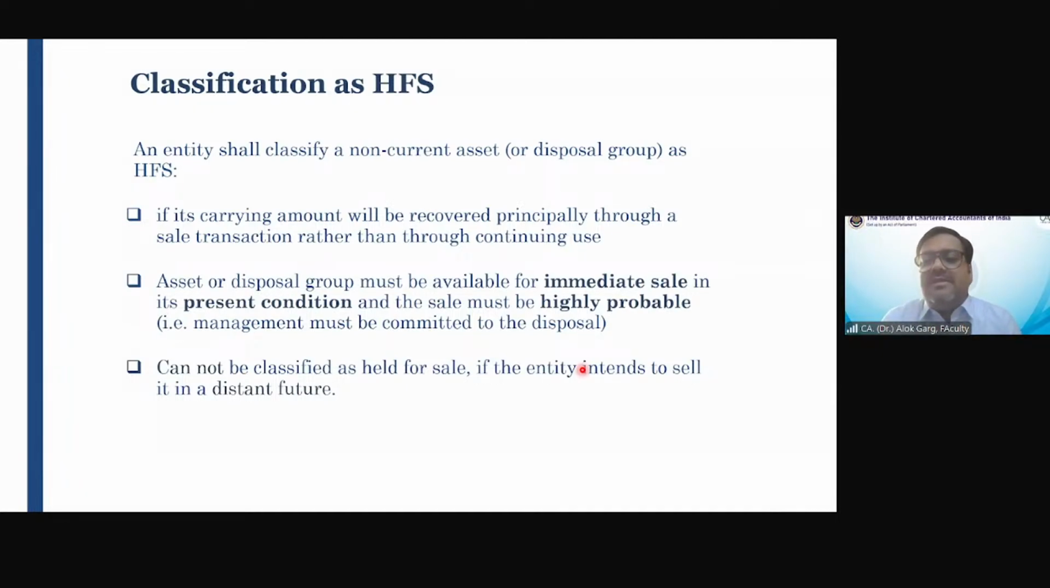An individual asset or group of assets has to be classified as held for sale if two conditions are met. What are those two conditions? Number one, ISPC. What is the full form of ISPC? Immediate sale in present condition.